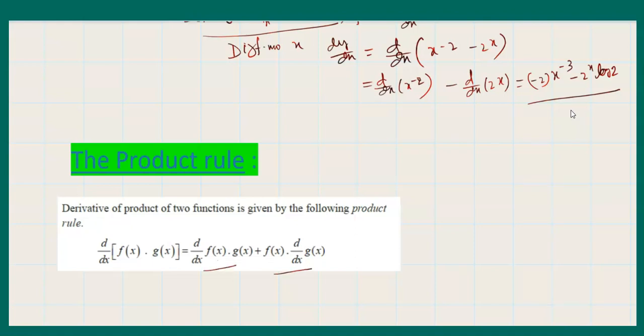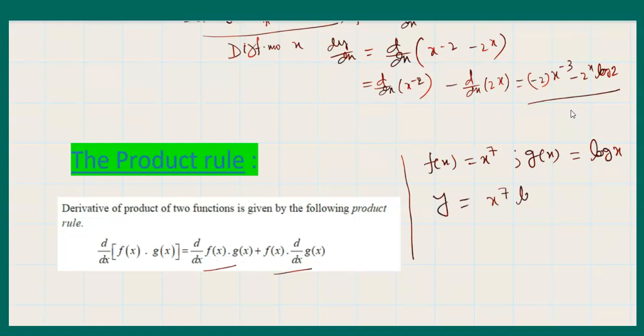So let us apply the product rule. You will be given two functions. One of them is f(x), the other one is g(x). Let us take f(x) equal to x to the power 7 and g(x) equal to log x. We want to find the derivative of this thing, f(x) into g(x), x to the power 7 into log x. So differentiating with respect to x, dy by dx will be what?